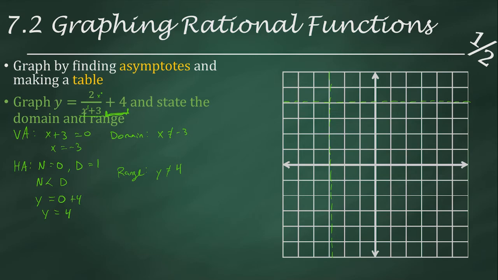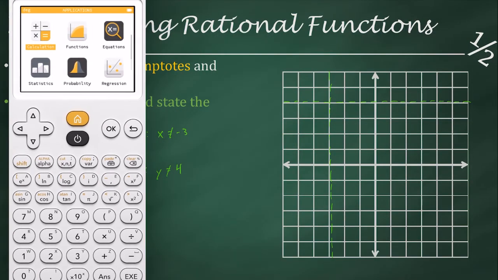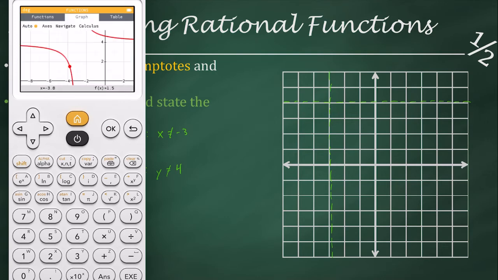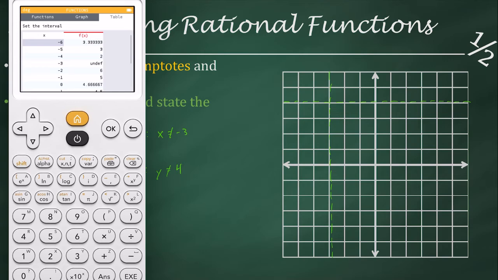So let's make a table. I'm going to grab my calculator, go here to functions. I'm going to add my function, which was 2 divided by x plus 3 plus 4. And if you want to see the graph, there's the graph. And we can go over to our table, which I've set to go from -6 to +6. -6 is 3.33. Negative 5 is at 3. Negative 4 is at 2. Negative 3 is undefined. And notice that's at our vertical asymptote.